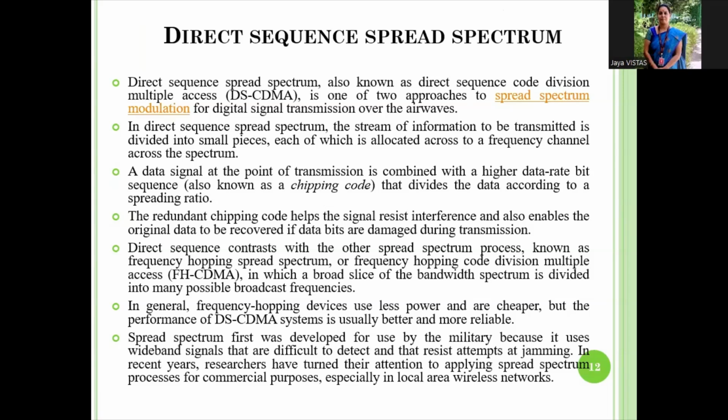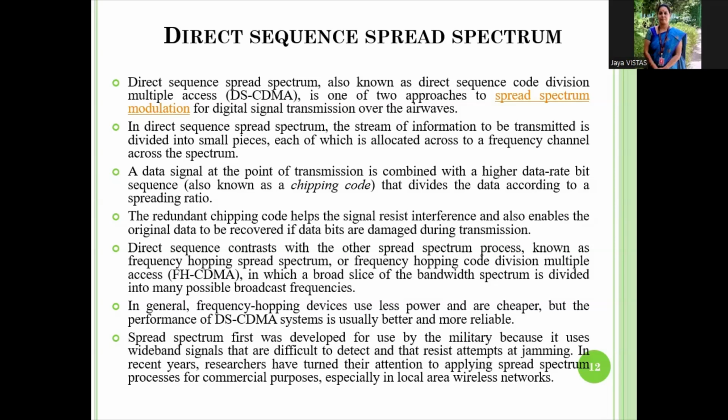Then what is direct sequence spread spectrum? Direct sequence spread spectrum, also called direct sequence code division multiple access, DS-CDMA, is one of two approaches to spread spectrum modulation for digital transmission over the airways. Here the stream of information to be transmitted, that means the serial stream of information, is divided into small pieces, each of which is allocated across a frequency channel across the spectrum.